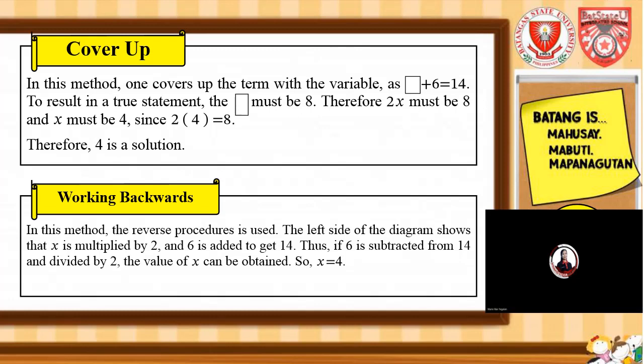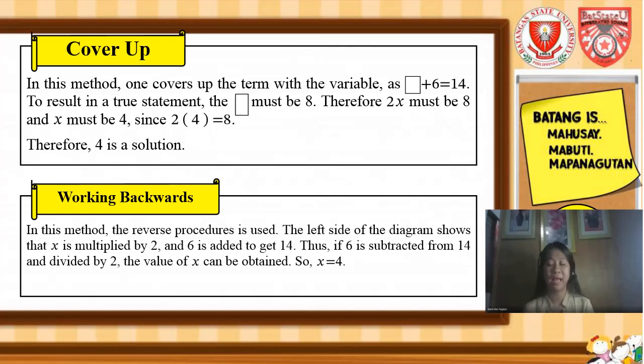Another is working backwards. In this method, the reverse procedure is used. The left side of the diagram shows that x is multiplied by 2 and 6 is added to get 14. Thus, if 6 is subtracted from 14 and divided by 2, the value of x can be obtained. So we have x is equal to 4. So the solution here is 4. Those are the 3 ways to solve the linear equation.